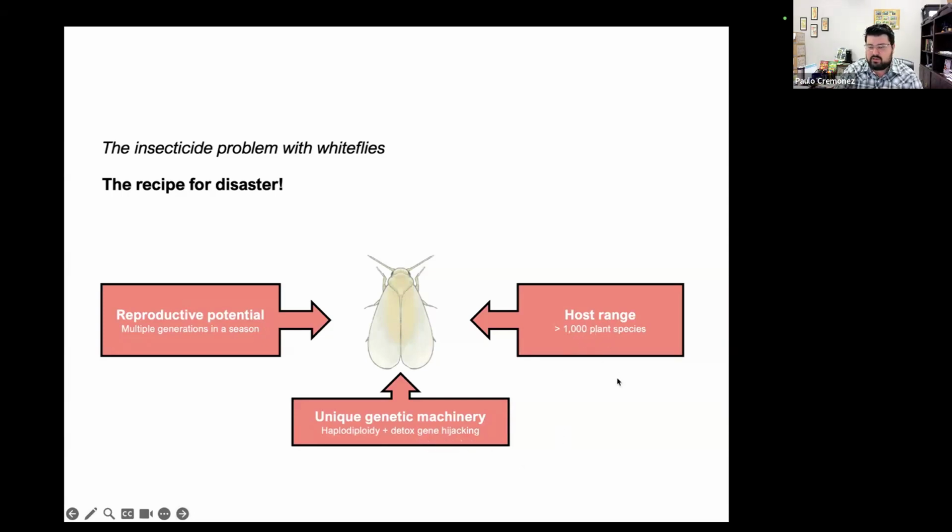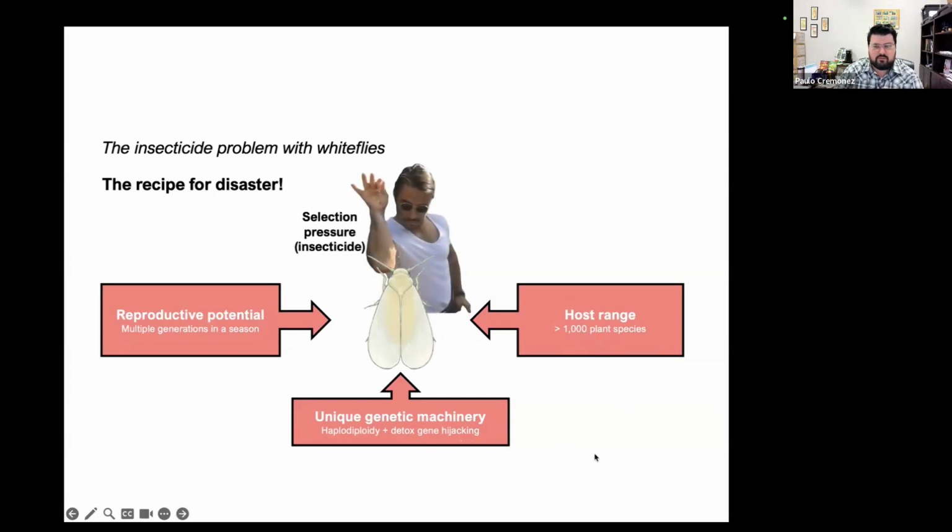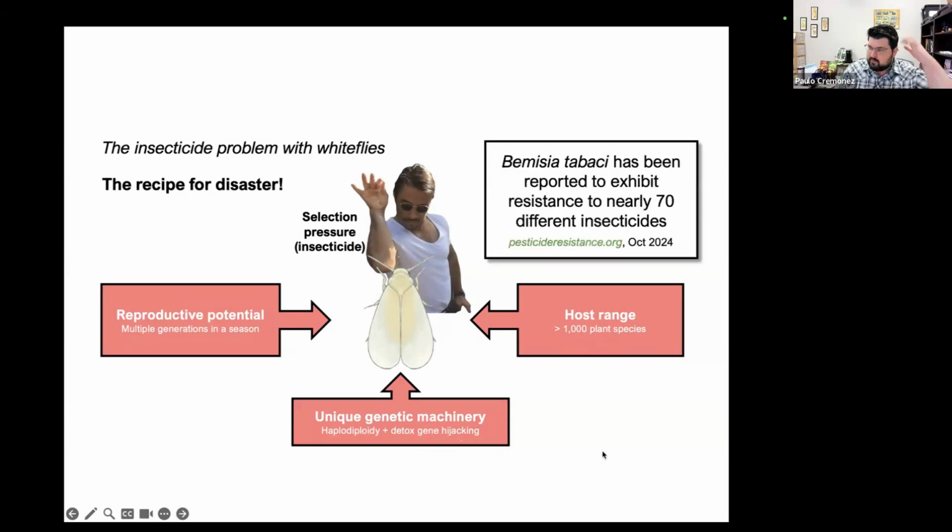And they are extremely prolific. They're extremely generalist, so they feed on over 1,000 plant species. And on top of that, we go there and we put selection pressure with the use of insecticides multiple times, and this will increase the characteristic for insecticide resistance. And in fact, there are over 70 different insecticides already. This needs to be updated. Bemisia tabaci has been reported to exhibit some sort of resistance already.